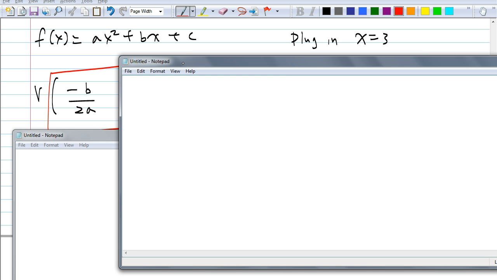Okay, look at the previous example. We said that the vertex was (3, -5), right? Well, how did we get 3? That was -b over 2a. How did we get -5? Plug that 3 into the equation.